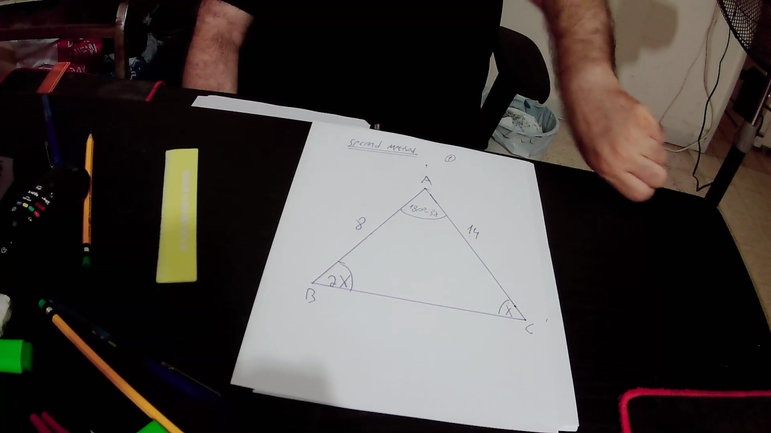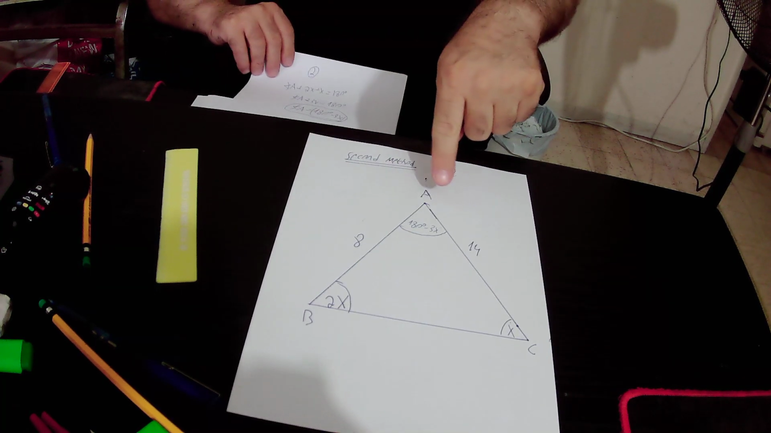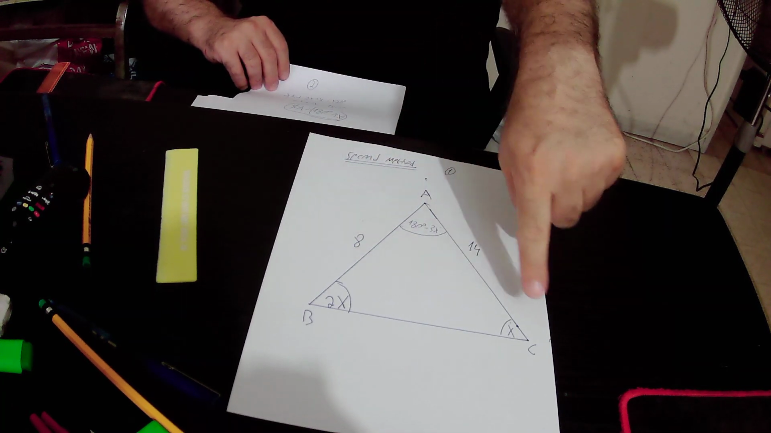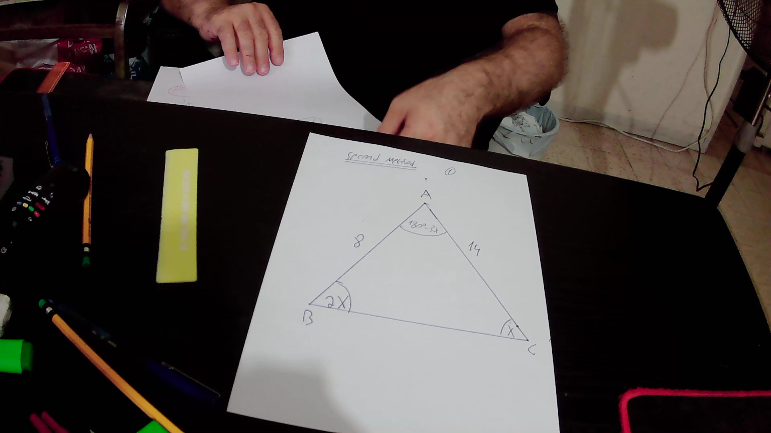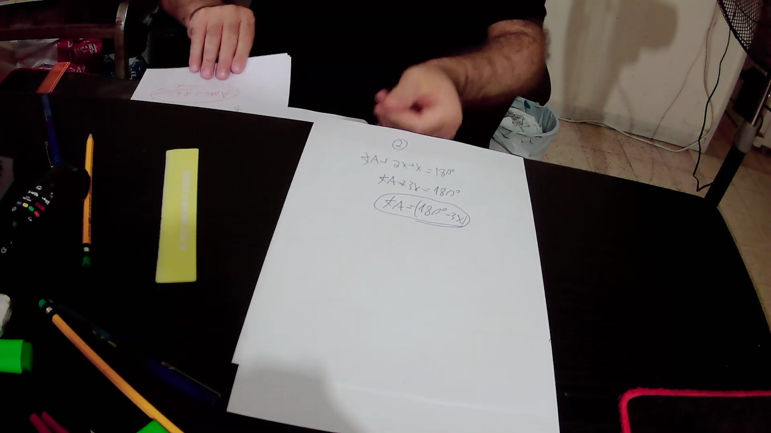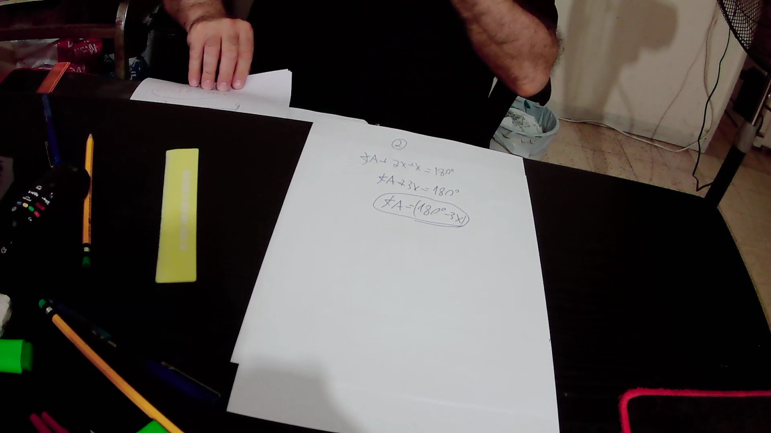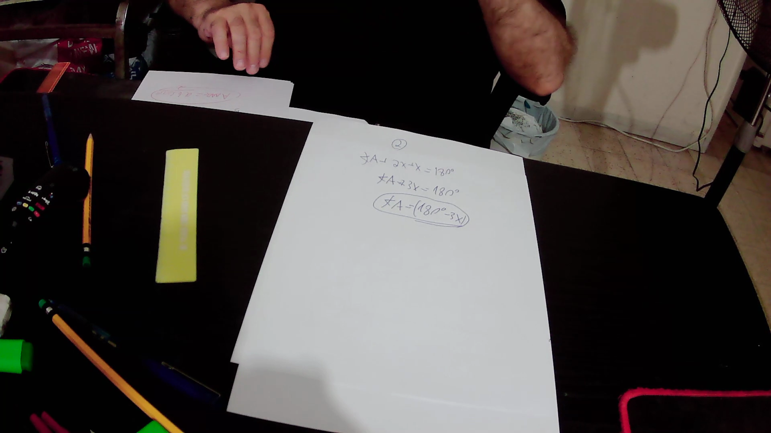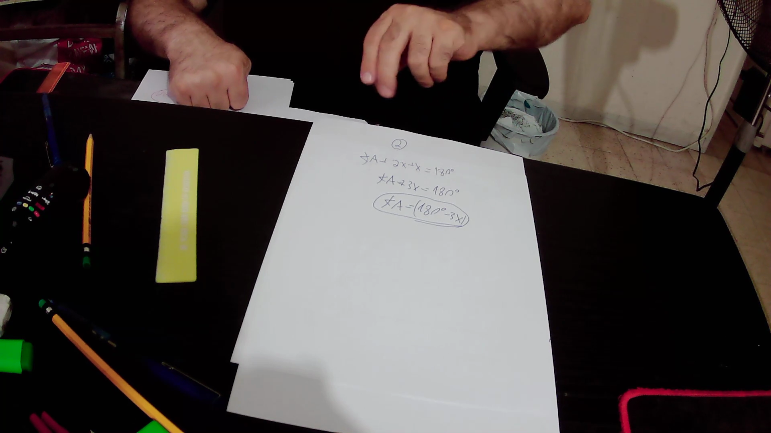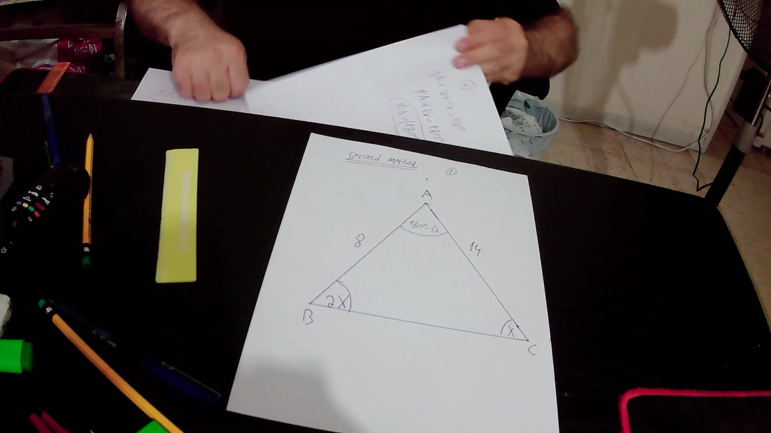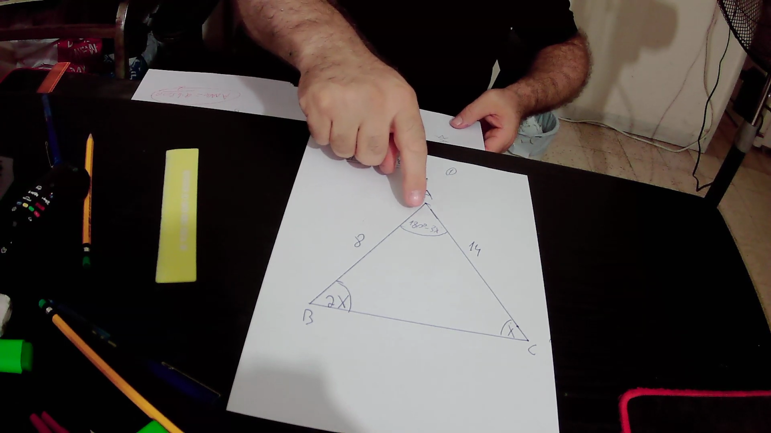Therefore, angle A plus 2x plus x equals 180 degrees. So here 2x plus x is 3x. So we found out that angle A equals 180 degrees minus 3x.